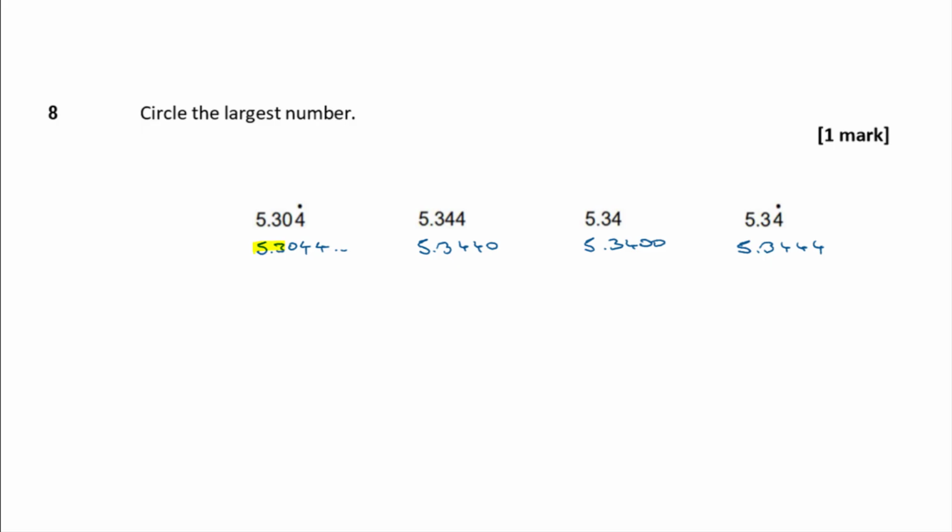Now they all start with 5.3, so so far they're the same. Then after that we've got this one which has a 0 at the front, and all the others have 4s. So that means the first one is the smallest. Then the next digit: this one is a 0, but these two are 4s, so they're the same. Finally, comparing the last one, that one's got a 40 and that one's got 0. So it's going to have to be that last one on the end. It's going to be 5.34 with a dot on the top.